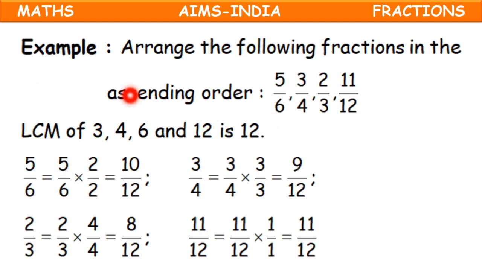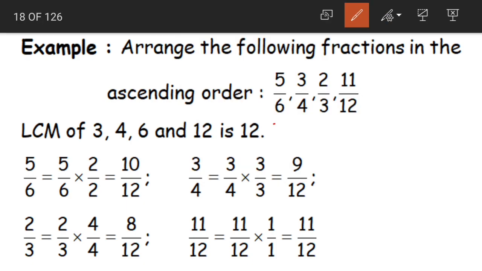Let us look at an example. Arrange the following fractions in ascending order. What are the fractions? 5 by 6, 3 by 4, 2 by 3 and 11 by 12. Now here all these have different denominators. So these are not like fractions.